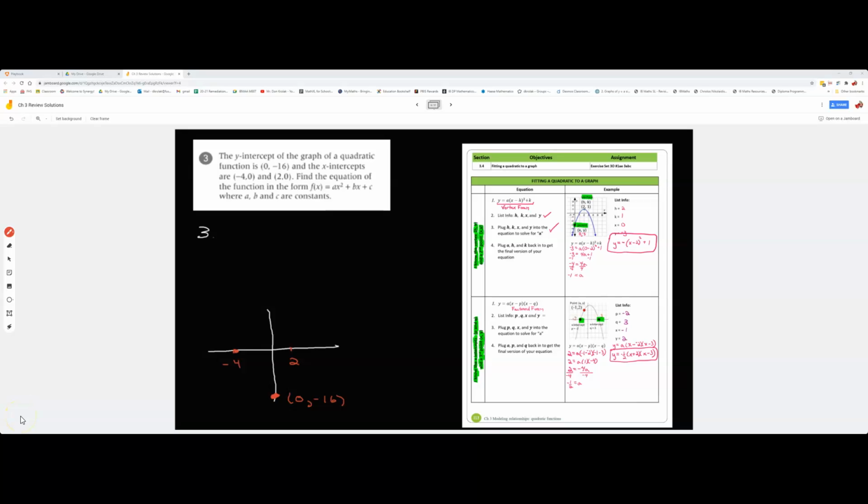All right, number 3 tells us the y-intercept of a function, and it gives us the x-intercepts, and it says what's the equation of the function in general form. So down here, we've got our x-intercepts marked and our y-intercept. Basically, this is just asking what's the equation of that parabola. That's a pretty ugly looking parabola, but that's what we're trying to do here.